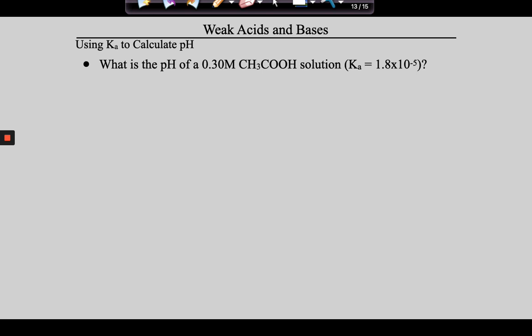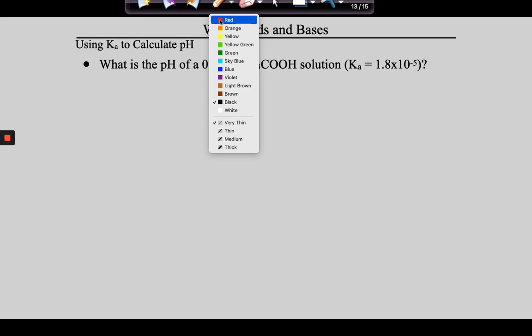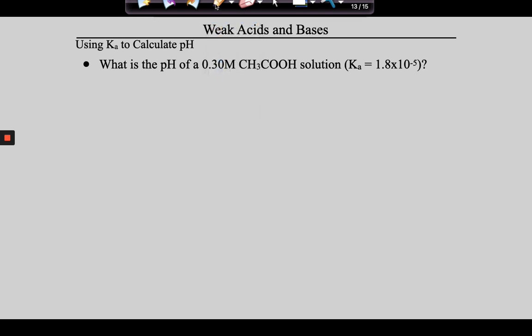What is the pH of a 0.3 molar acetic acid solution? Switching colors. You guys ready for some icebox? Here we go. So acetic acid is CH3COOH. That's in equilibrium.